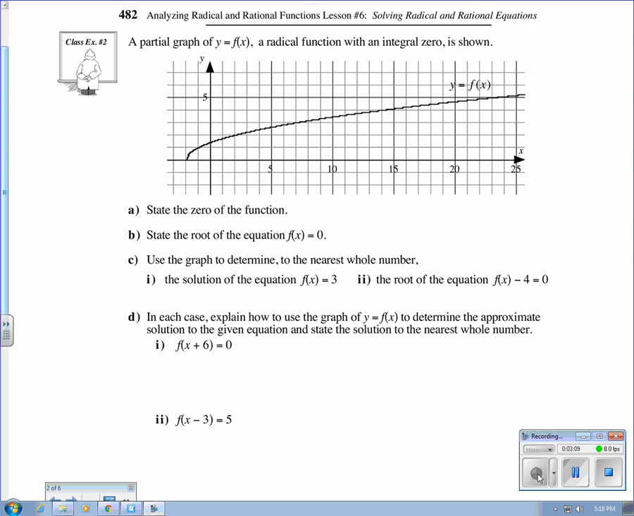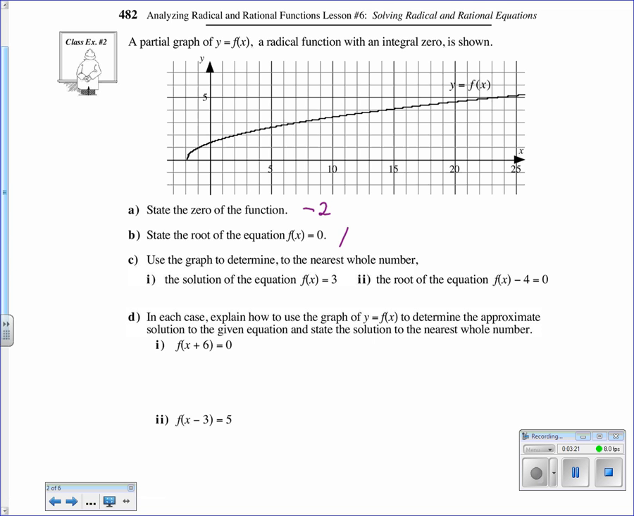So now we're back to working with function notation and translations, shifting left and right. State the 0 of the function. The 0 of the function takes place at minus 2. That's a root of x equals minus 2. So to the nearest whole number, find the solution when f at x is 3. My brain is actually thinking when y is 3. So it's going over and it's finding out where 3 is and then reading down. That occurs when x equals 7.